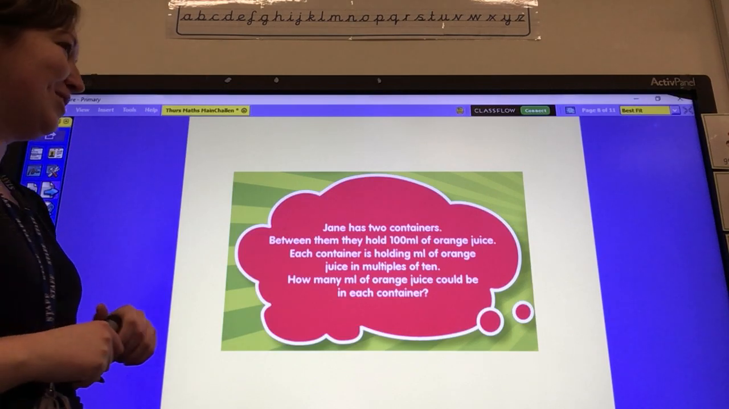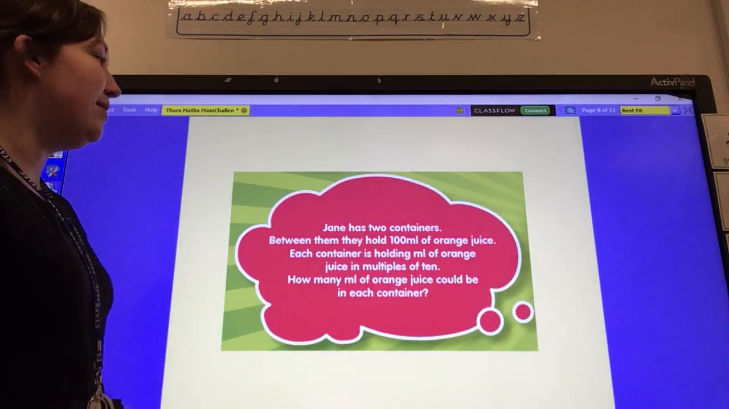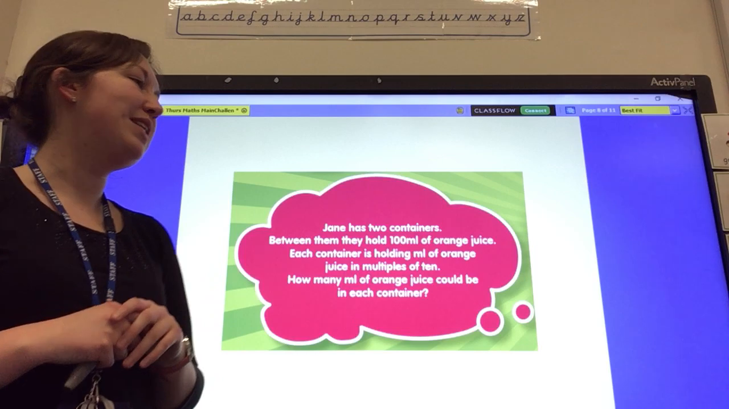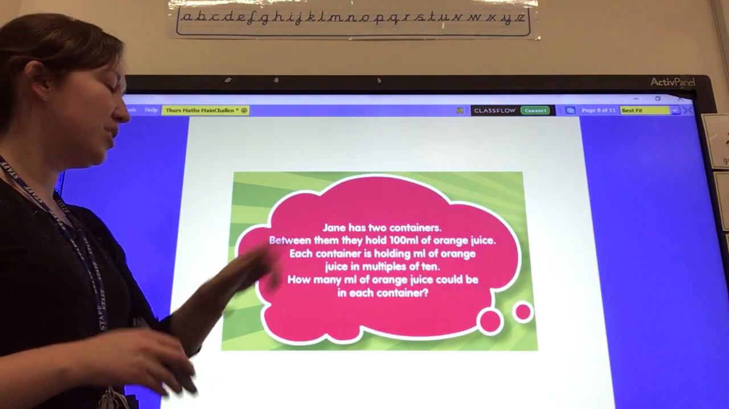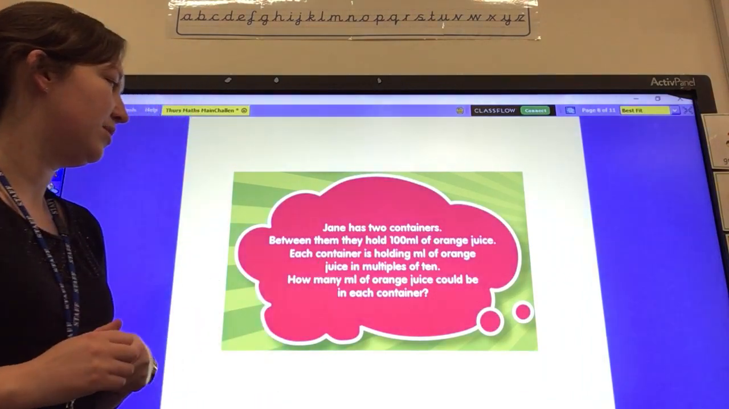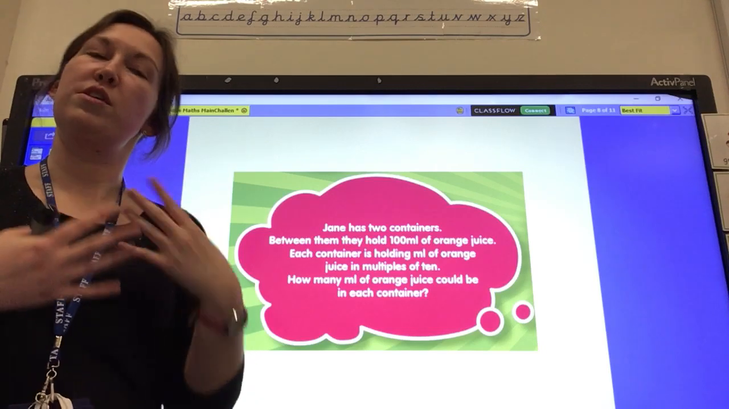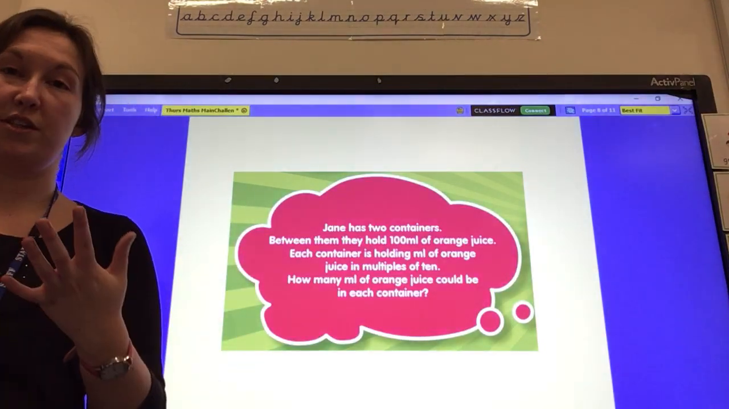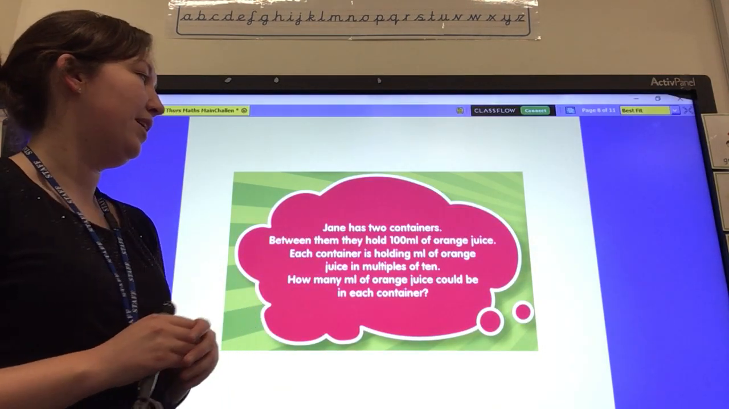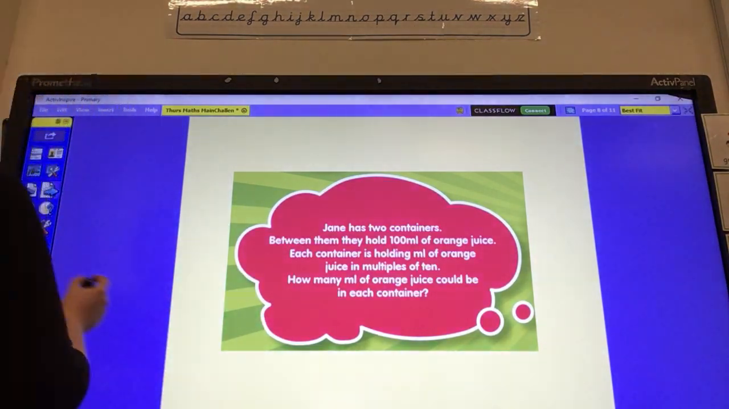Moving on to the next question. Jane has 2 containers. Between them, so across both of them, they hold 100 millilitres of orange juice. Each container is holding some millilitres of orange juice, and it's in multiples of 10: 10, 20, 30, 40, 50, 60, 70, 80, 90 or 100. How many millilitres of orange juice could be in each container? Now there might be more than one answer here.